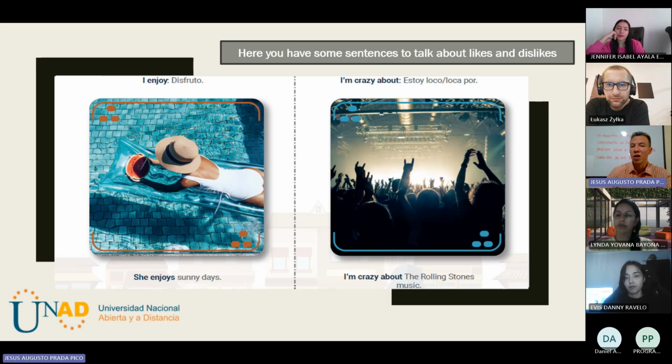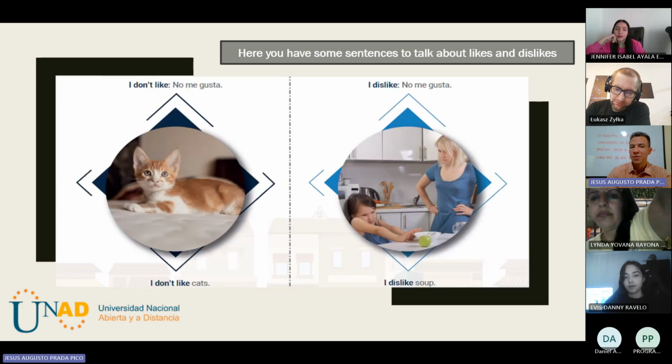She enjoys sunny days. In that case, this is third person singular, so we have to conjugate the verb enjoy. So in that case, we use the letter s to conjugate the verb. So you say she enjoys sunny days. I'm crazy about. That's another expression that we can use to talk about something that you like doing. I'm crazy about the Rolling Stones music.